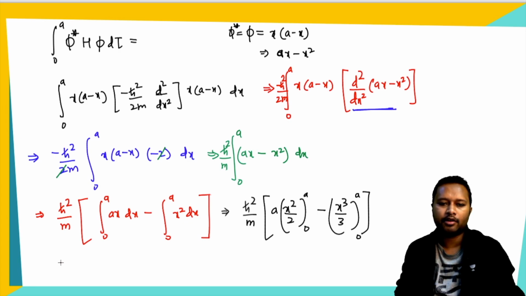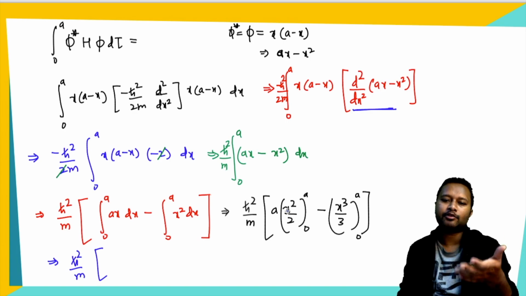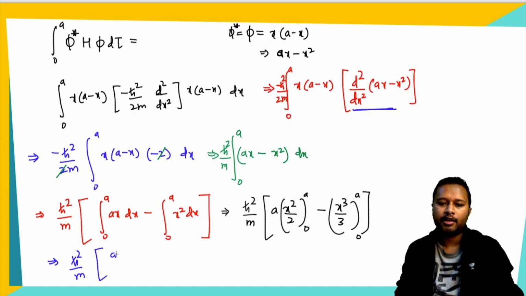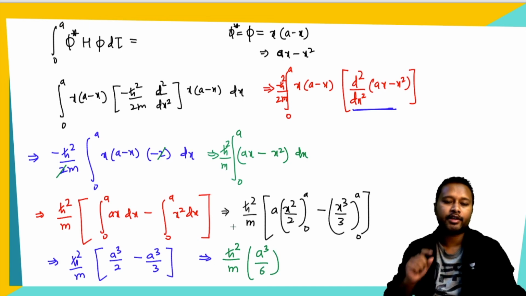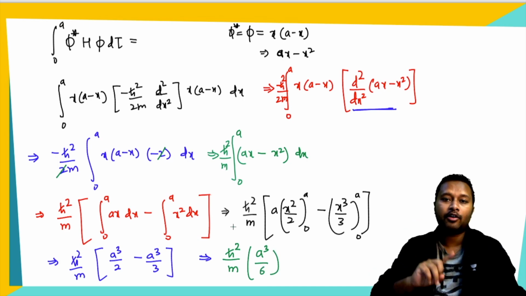Just multiply and solve. So in the next line, what I am going to get is h cross upon m will remain as it is. Here if I put upper limit, it becomes a square upon 2, and when I multiply with a, it will become a cube upon 2. My 0 will make it 0 only, so no need to put that. Minus, if I put here, it will become a cube upon 3. So solve this particular part, and you are going to get h cross square upon m. Take LCM and solve, and it will become a cube upon 6. This is the value of the numerator part of your E trial.